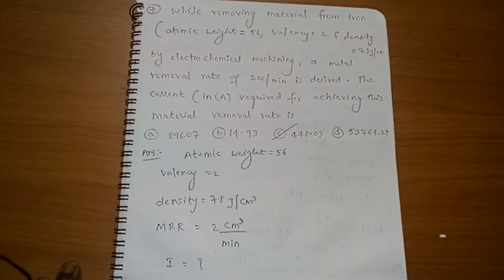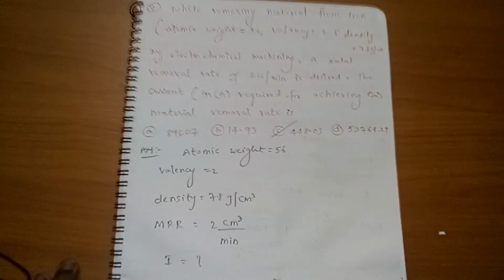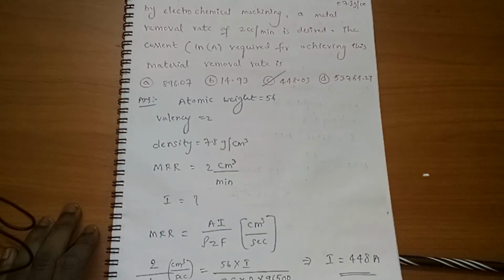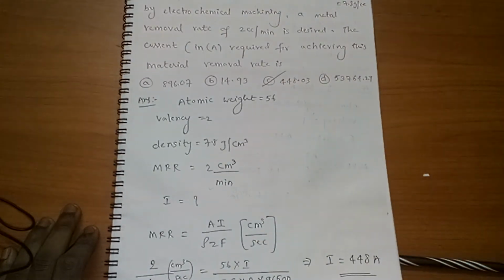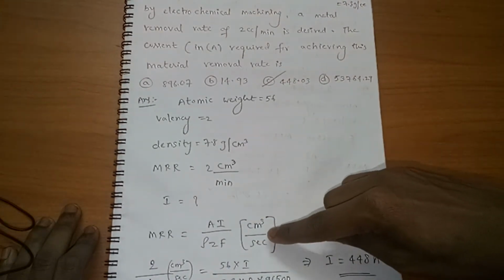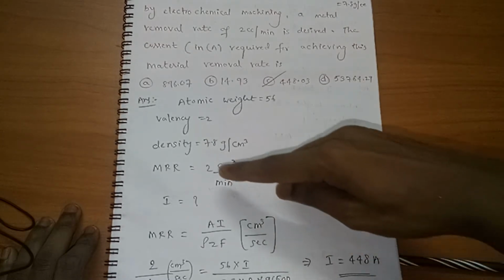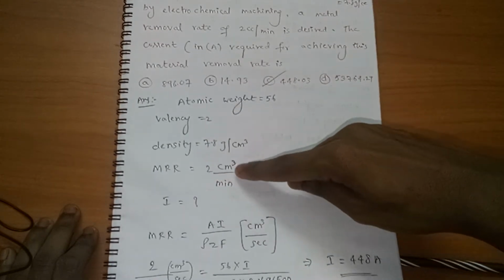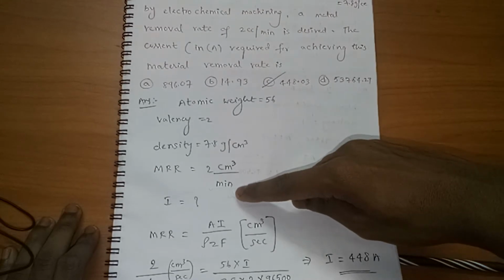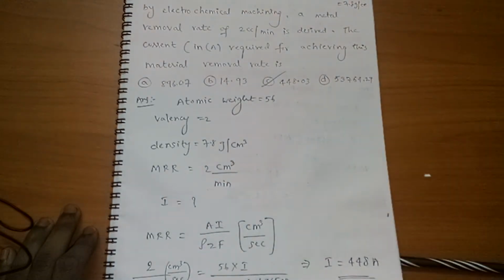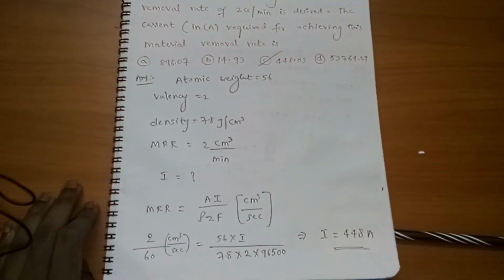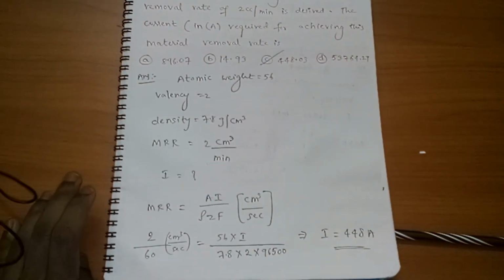What is the formula for metal removal rate in electrochemical machining process? This is the formula: A I by rho Z F. This formula is used when density is given. Okay, units for this formula is centimeter cube per second. Here material removal rate is given in centimeter cube per minute. Convert this value in seconds. So value will be 2 by 60 centimeter cube per second.